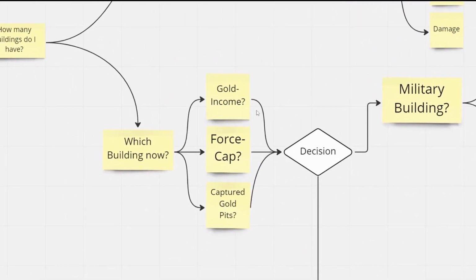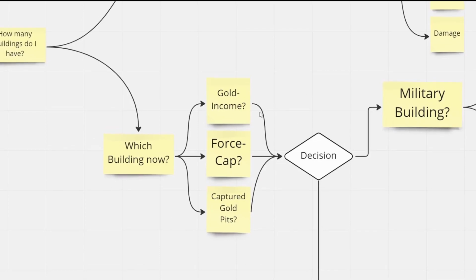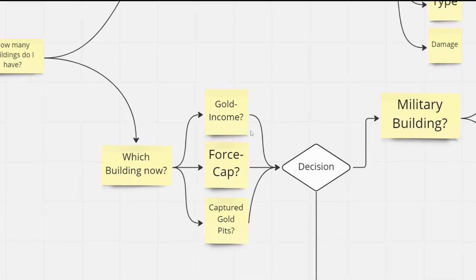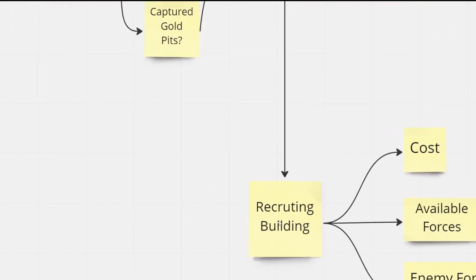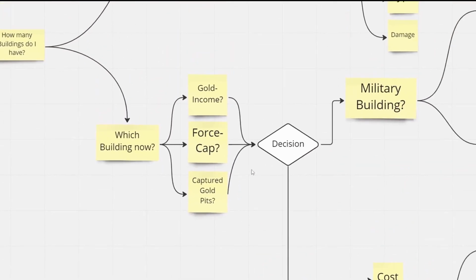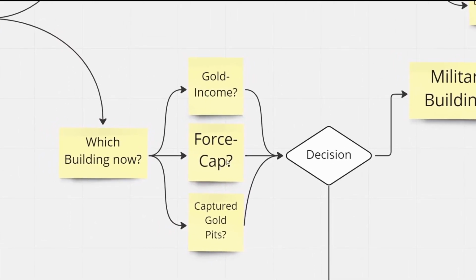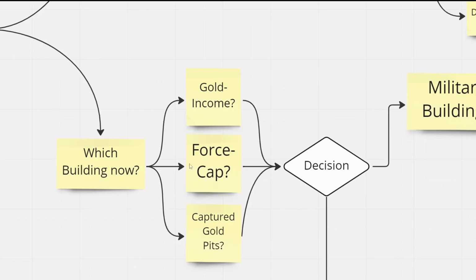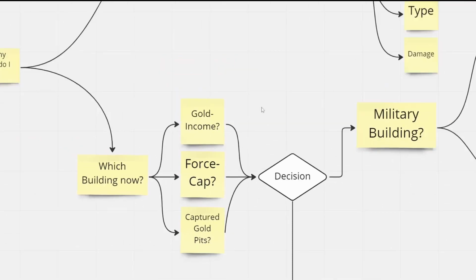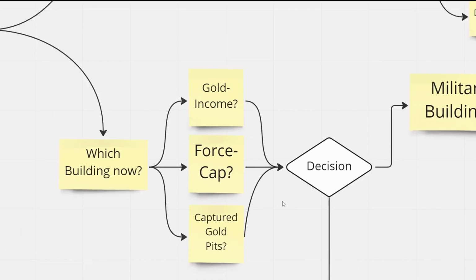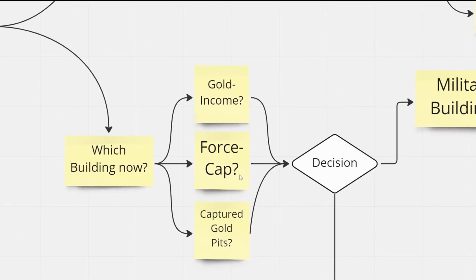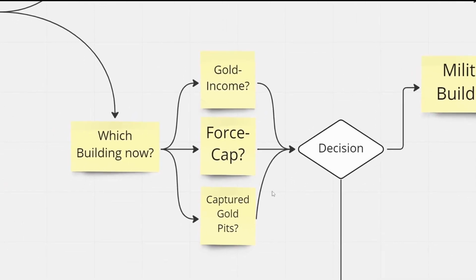Therefore, we need to know, hey, how much gold do I get every second, and especially, do I get more gold every second than I can spend on forces? Because if yes, then it might make sense to build a new recruiting building to produce more forces. Of course, then we have the force cap, but it's not in the game yet, so you could even remove it from this graph here. Theoretically it is there, but at the moment it's set to, I don't know, 10,000 or something like that.